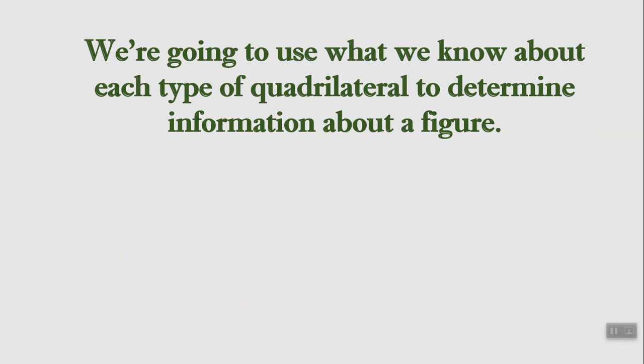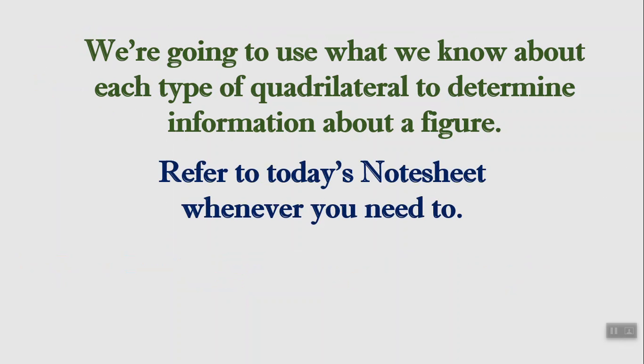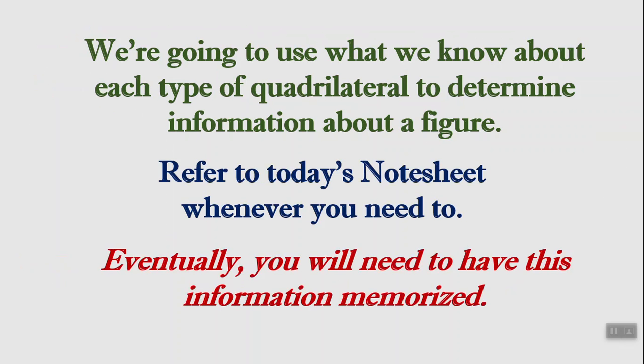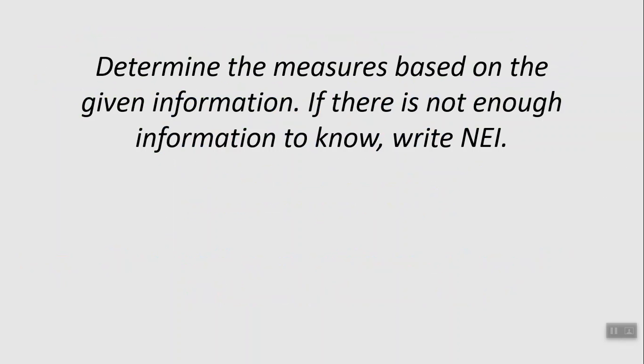All right, now we're going to do something a little bit different. We're going to use what we know about each type of quadrilateral that we learned earlier today in class to determine additional information about a figure. You can refer to today's note sheet that gives you the properties of all the quadrilaterals whenever you need to. But eventually, you're going to have this information memorized. The instructions say determine the measures based on the information given. But if there's not enough information to know the answer, you're going to write NEI for not enough information.